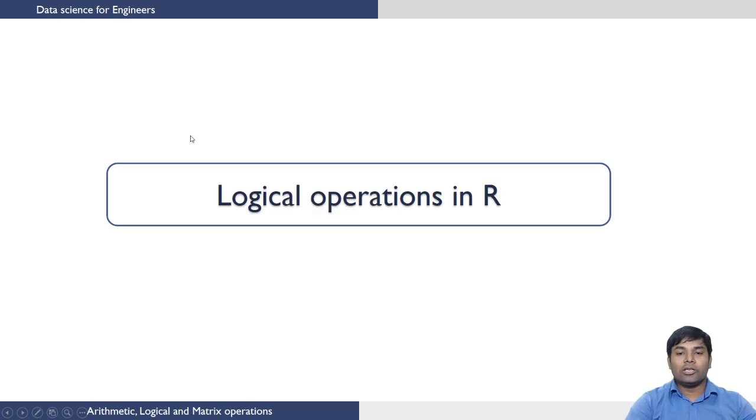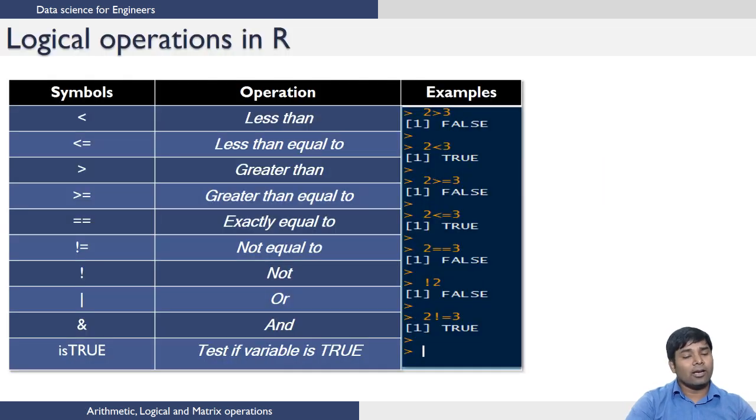Next we move on to the logical operations in R. We have standard logical operations such as less than or equal to, greater than or equal to, equal to, and so on. There are examples where you can see that if you ask whether 2 is greater than 3, it will return the value FALSE because the statement 2 greater than 3 is not true. Similarly, if you say 2 is equal to 3, it will also say FALSE because 2 is not equal to 3. When you execute the command 2 not equal to 3, it will give the answer TRUE because 2 is not equal to 3. So this is the summary of logical operations that can be performed in R.